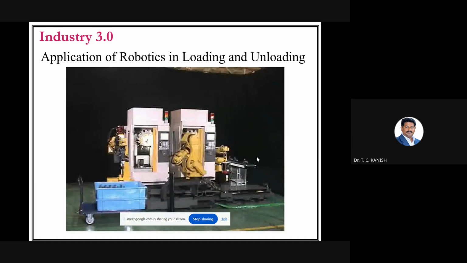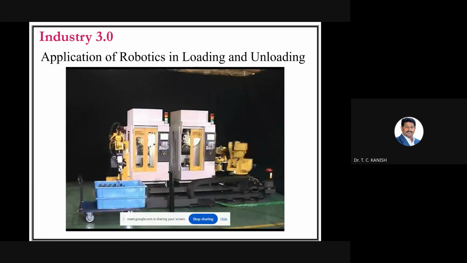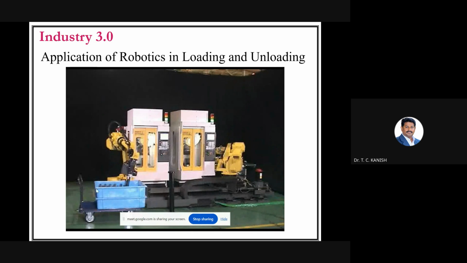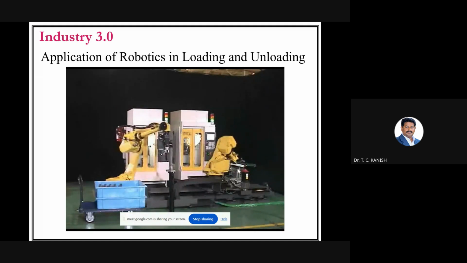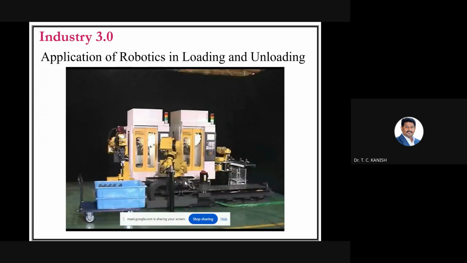The next one is loading and unloading operations. You can see this is unloading the component. At the same time, there is a bigger pallet, and it is taking out a required component and keeping it here for the next operation. Then robot 2, after completion of the work, will come back, take the component, and get ready for machine loading. So machine loading and unloading, the robots are taking care of in Industry 3.0.